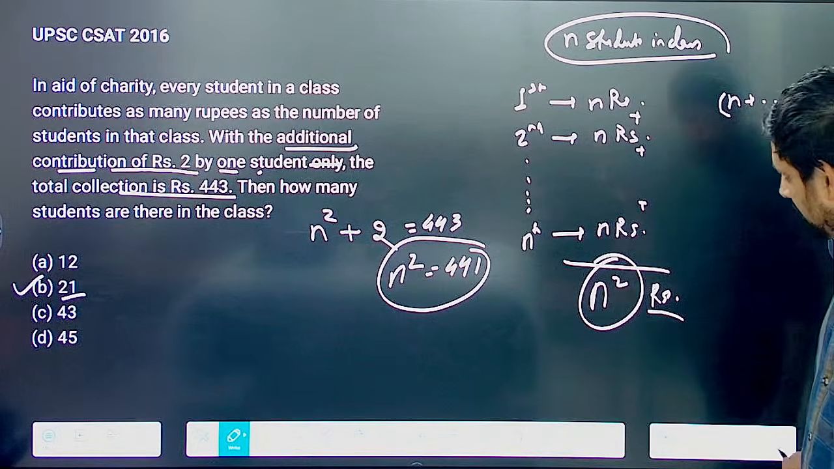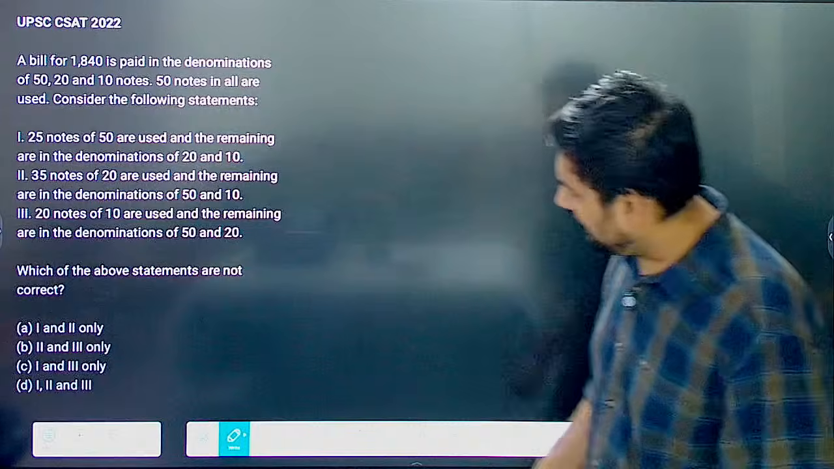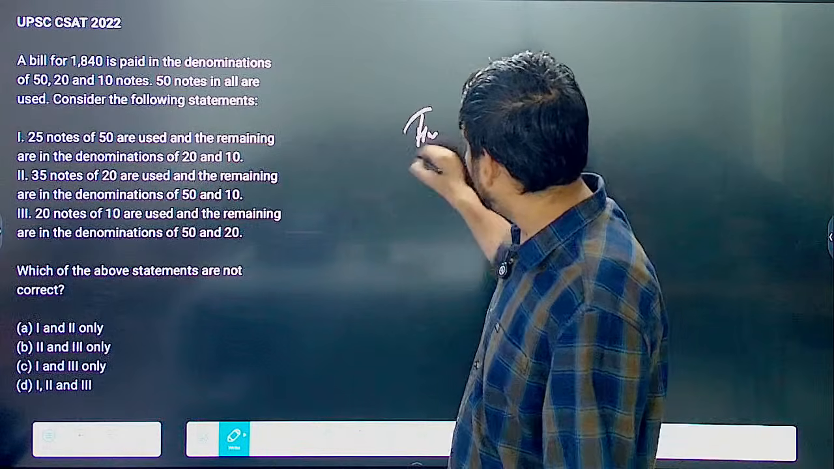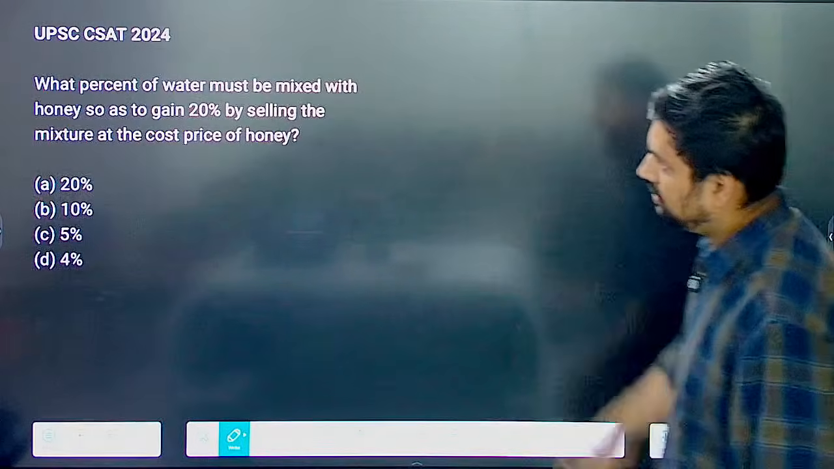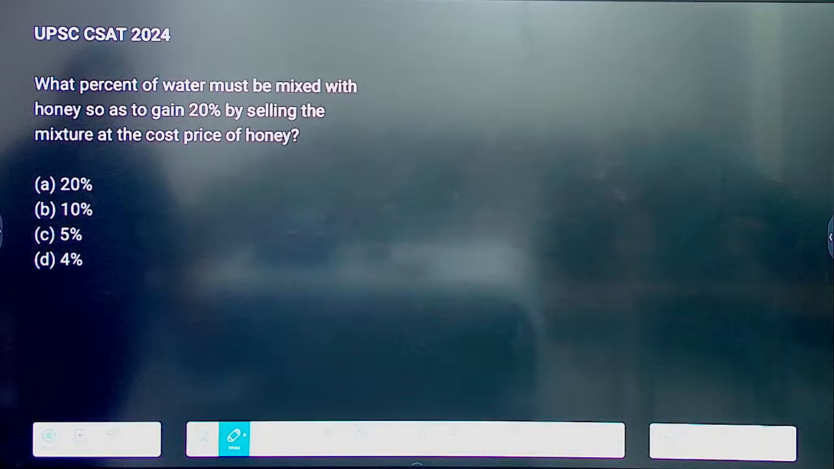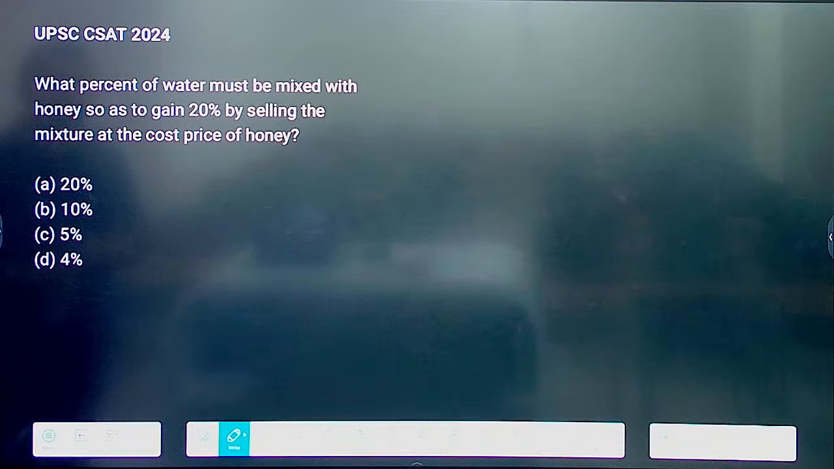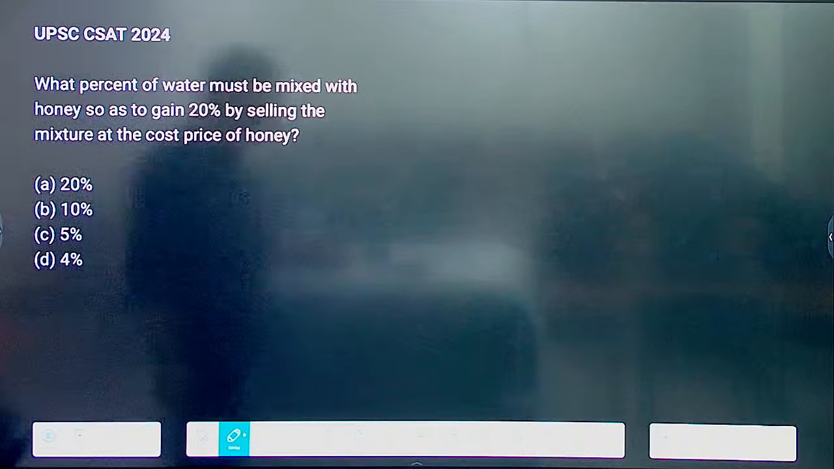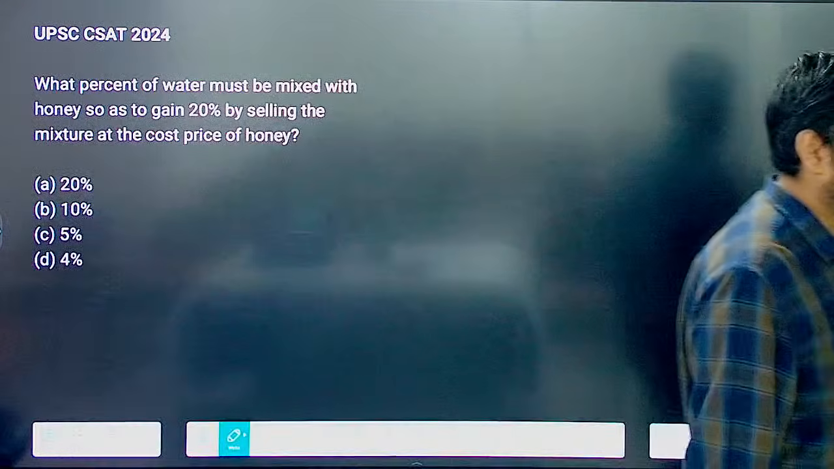Okay, then. Okay, this is just calculation. This is your homework. Last. Do this. 2024. This is just too simple. It was so simple that the student got confused in the exam hall.